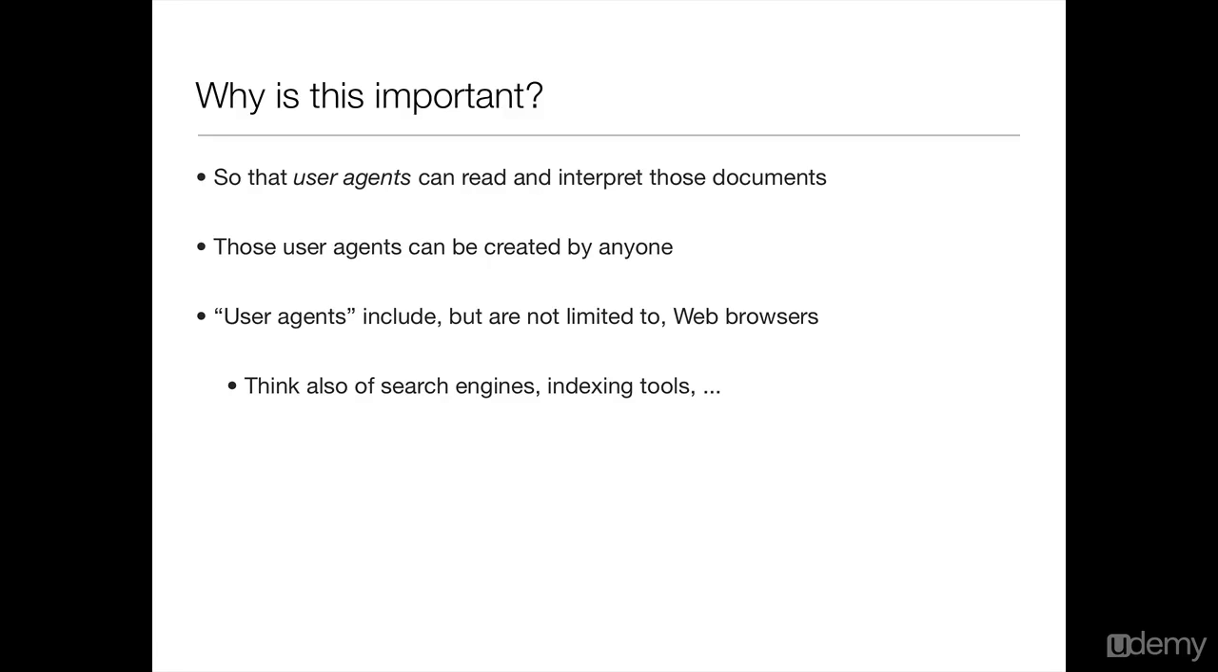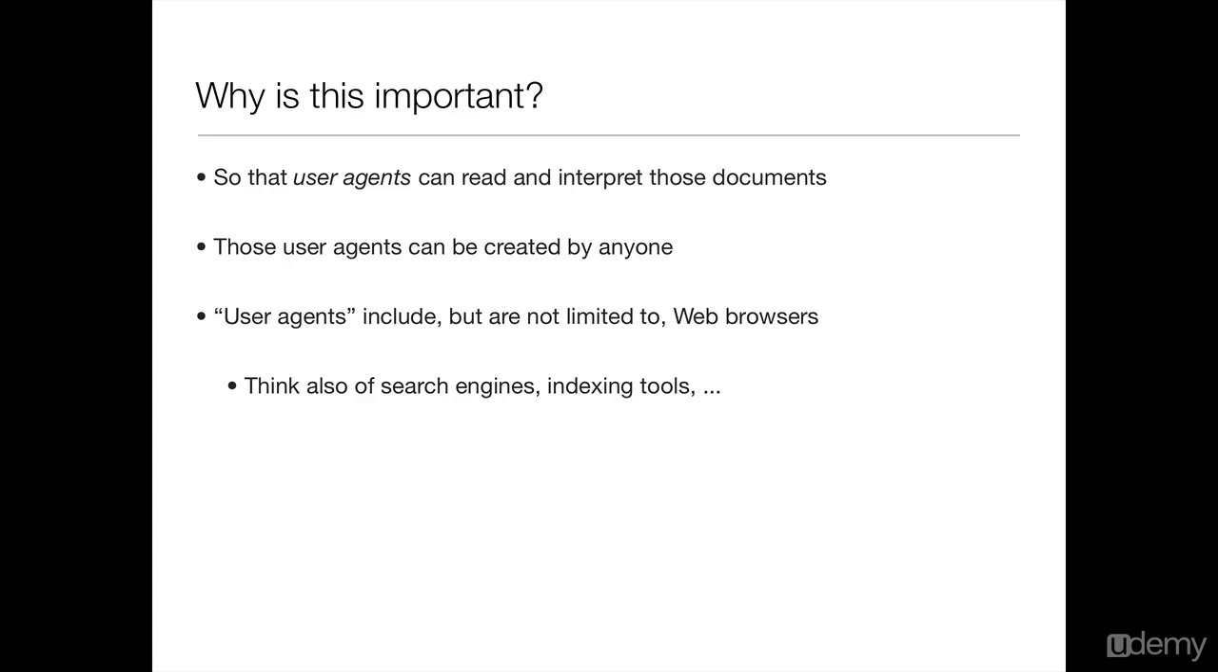Why is it important to describe the content of your web documents? Well, again, the W3C view on this is that it's to enable user agents to read and interpret those documents. The reason why you need to have a standard way of marking up the documents is because those user agents can be created by anybody. There are a number of well-known user agents such as Firefox, Safari, Opera and so forth, all produced by different parties. Also, some of the rendering engines are common to a number of different browsers. But they can be created by anybody, and if you look at any article about web browsers, there are many of those.